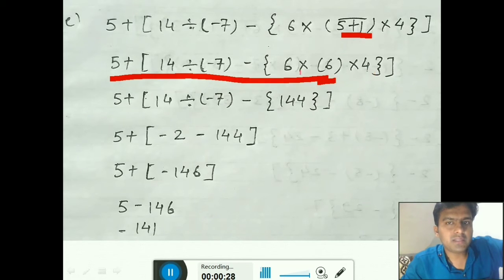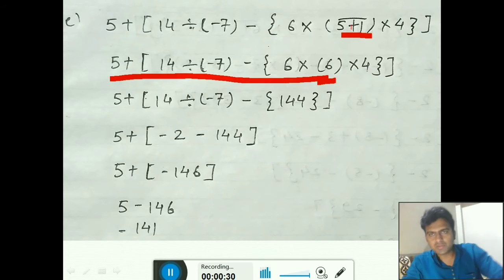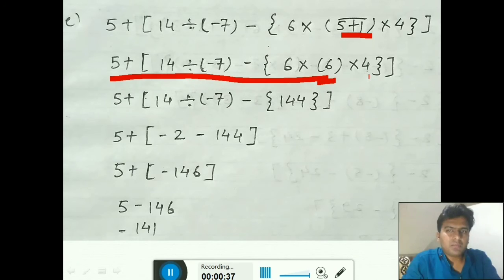Now inside this curly bracket, we solve the small bracket and this line bracket. Now, inside the curly bracket, all the numbers are written in multiplication. So we will solve the first curly bracket. Multiply all the numbers.